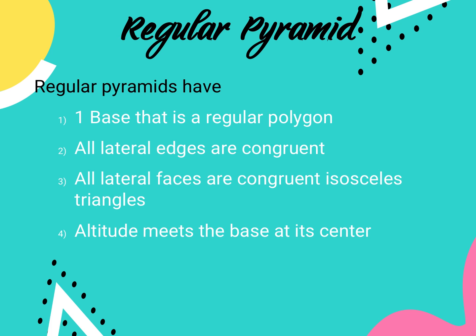So in these regular pyramids, all the lateral edges are going to be congruent. All the lateral faces are going to be congruent isosceles triangles. And then the altitude or the height of the pyramid is going to meet the base at its center. So again, the altitude is also known as the height. So the lateral faces, those are all the triangles going up the sides of your pyramid.